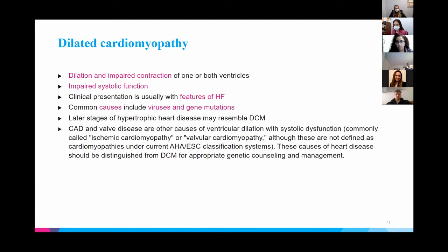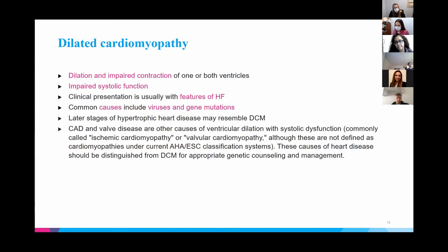Dilated cardiomyopathy is dilatation and impaired contraction of one or both ventricles. You'll see impaired systolic function, and patients usually present with features of heart failure: shortness of breath, PND, orthopnea, lower extremity edema. The causes of dilated cardiomyopathy include viruses and gene mutations. And as we said, hypertrophic cardiomyopathy, when it's a burnt out heart, can resemble dilated cardiomyopathy. Again, coronary artery disease and valve disease are other causes of ventricular dilatation, which also have systolic dysfunction.